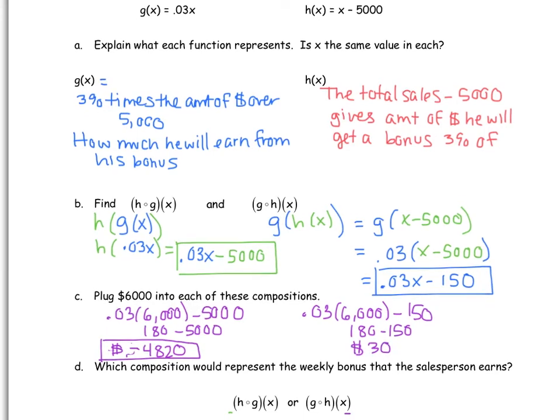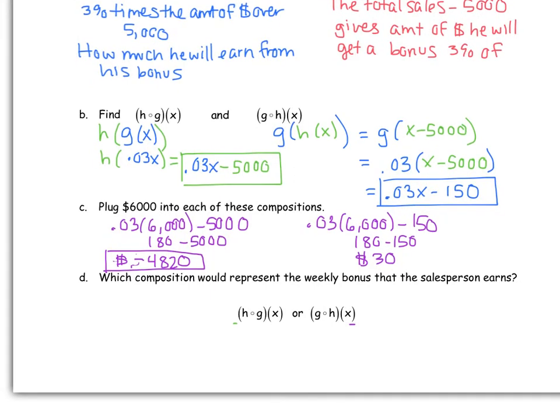So then in part D, when they ask which composition would represent the weekly bonus that the salesperson earns, we would have to say the second one where he's earning $30, which was g of h of x. It doesn't make sense that he would make a negative amount of money on his commission. So the idea here is that the composition of functions, first we have to take the total amount of sales minus 5,000, then we have to take 3% of that. So the composition is just talking about what order we have to put these functions together in.